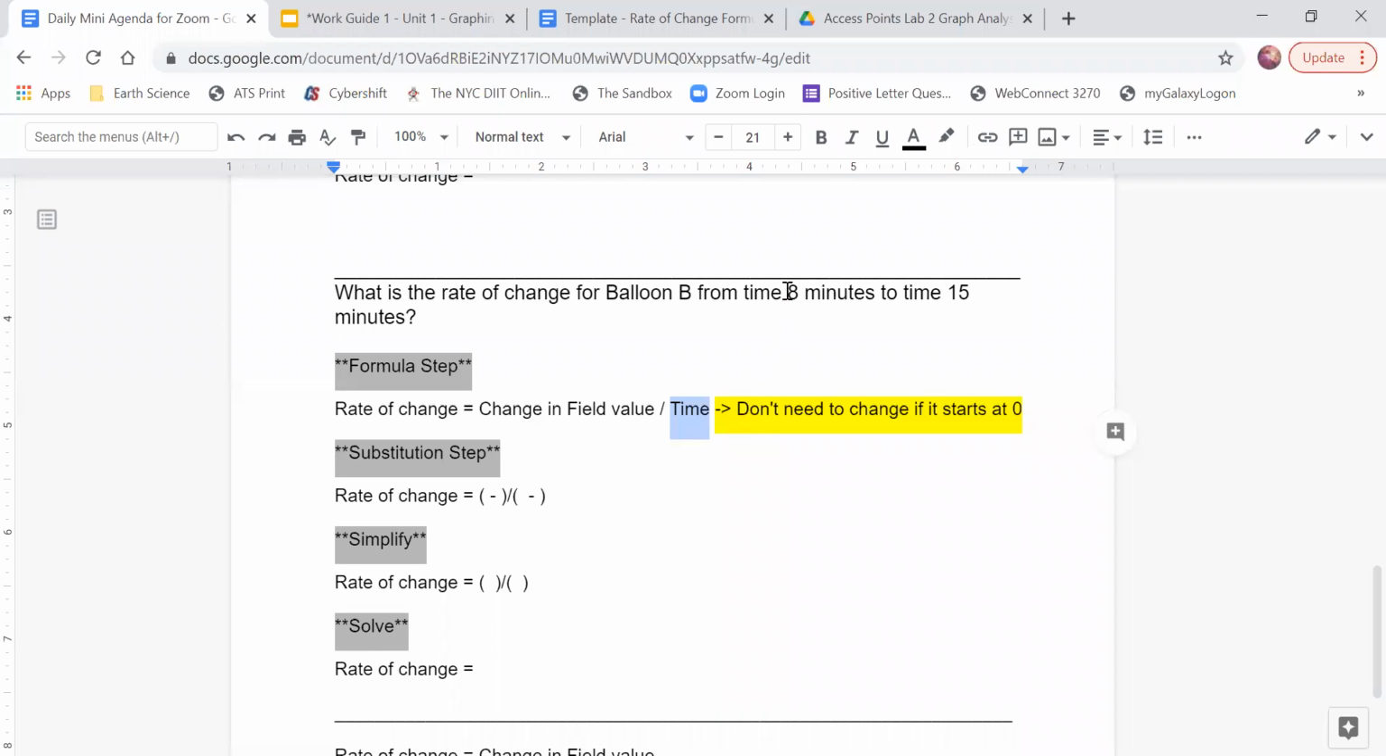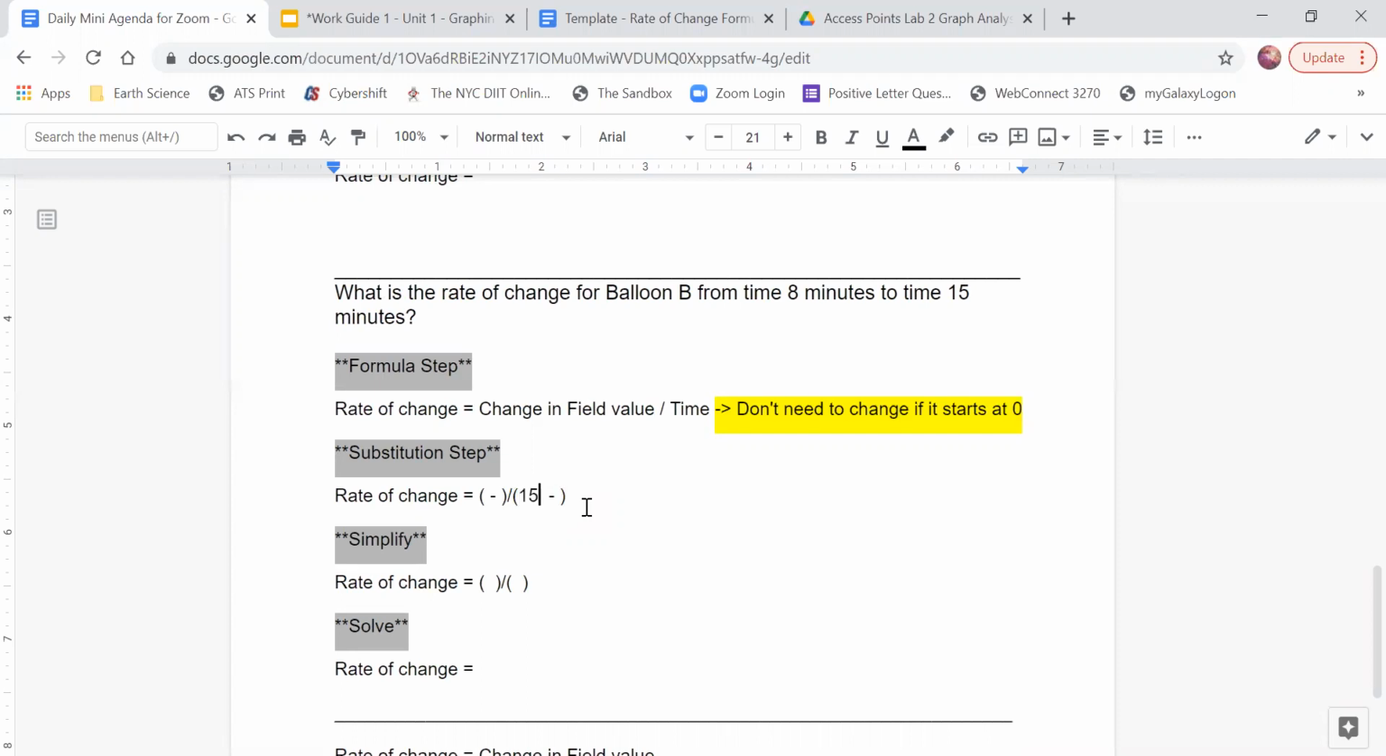For us, that is not the case. For this example, we are not starting at 0. We're starting at time 8 and we're going out to time 15 minutes. So when we're going to fill in this time section of the formula, which is on the bottom, I'm going to use these parentheses here. And I like to use the larger time value first.